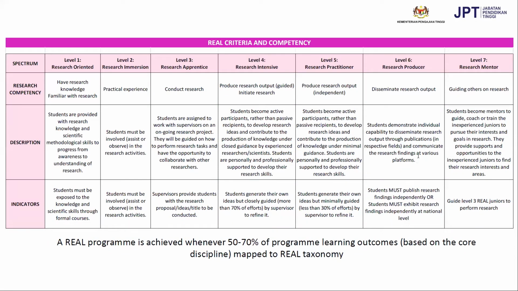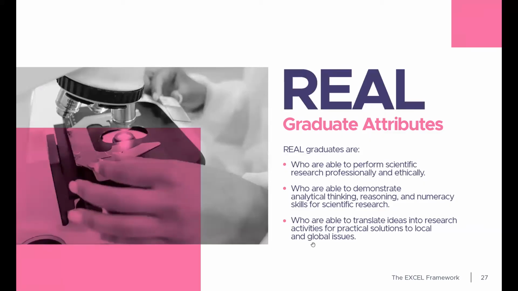This is a repetition because this one is kind of small, and so this is a bigger one. Again, a REAL program is achieved whenever 50 to 70% of the program learning outcomes are mapped to the REAL taxonomy. So what is the REAL graduate attribute that we are hoping our students get? They will be able to perform scientific research professionally and ethically, who are able to demonstrate analytical thinking, reasoning, numeracy skills, and scientific research, and who are able to translate ideas into research activity for practical solutions to local and global issues.